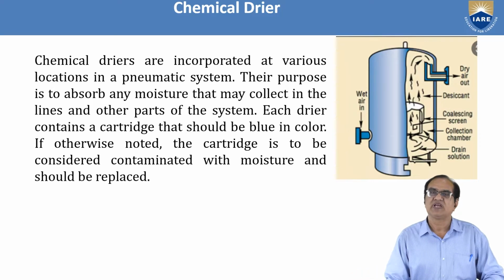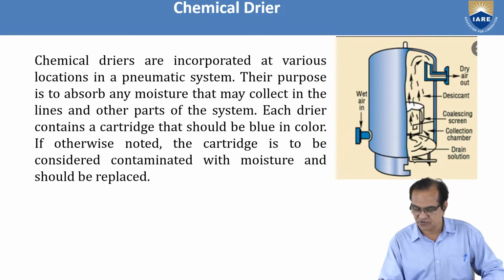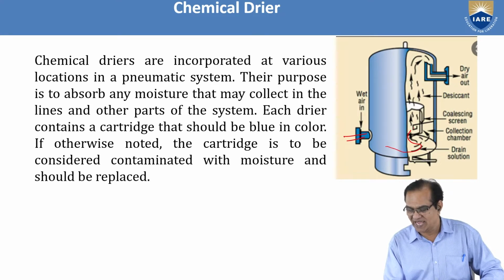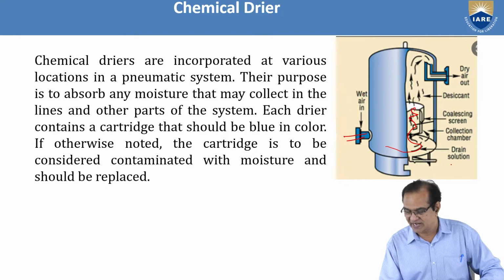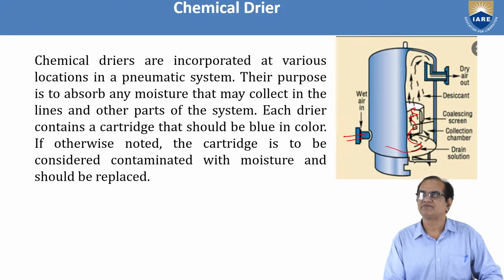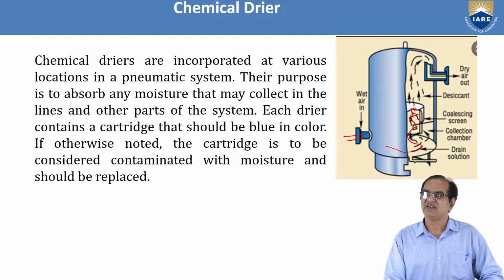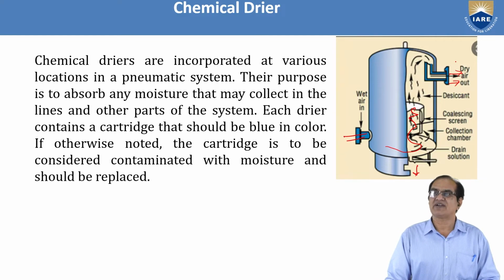So if there is a cartridge, here wet air is entering from here, it is going like this, to the drain solution, collection chamber here, collecting screen here. This here is a desiccant, this will absorb water, and if there is extra water, it will be drained out from here, and dry air will go out from the outlet here. So this is very much important, and chemical dryers are used.